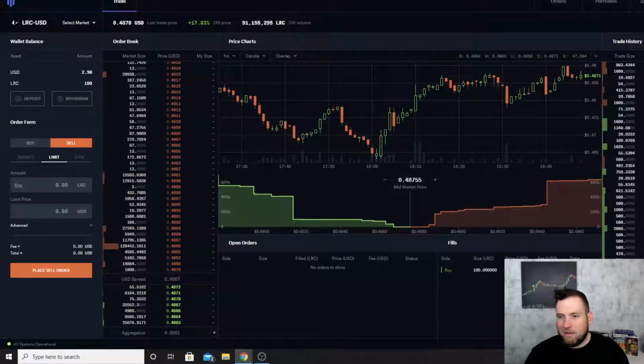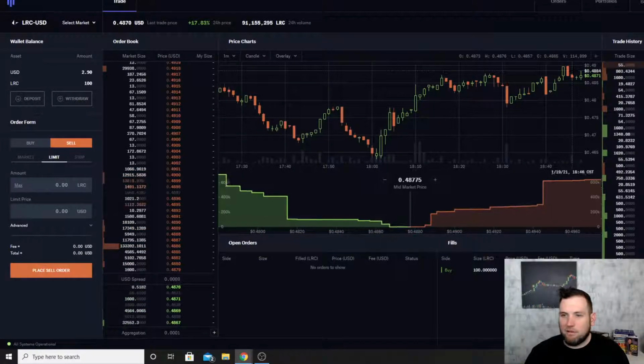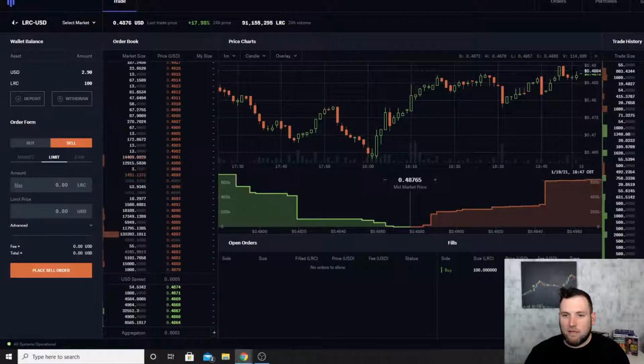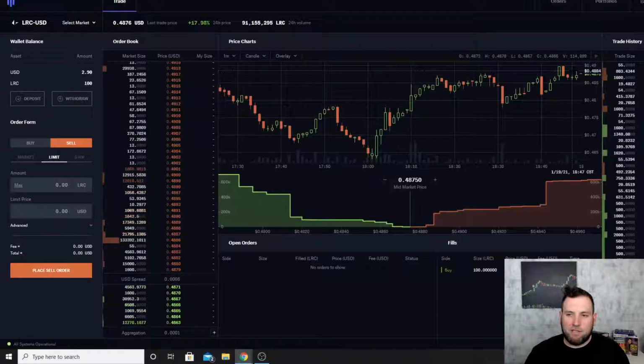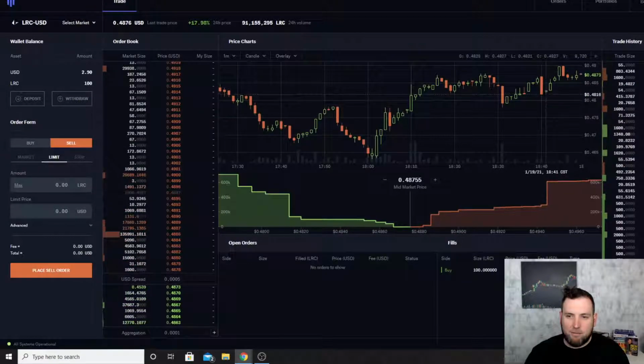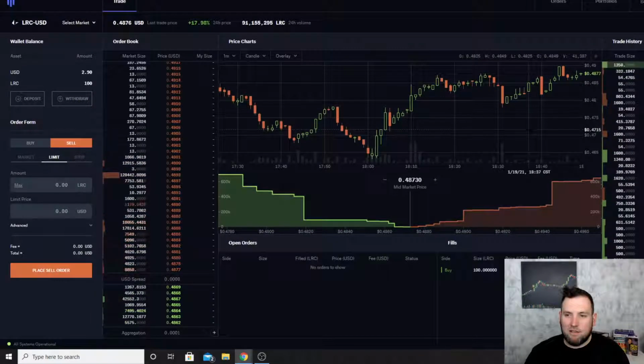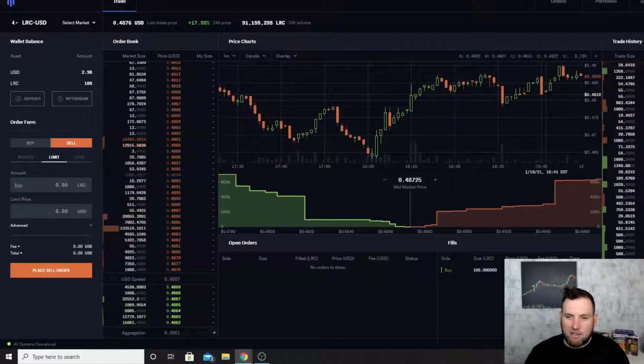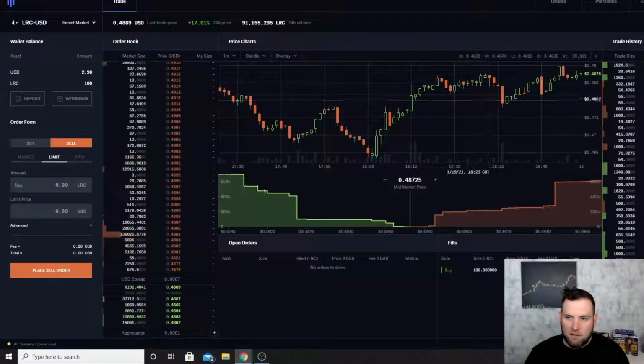30% loss in 12 hours. Why did you hold it that long? Why did you hold it to take a 30% loss? Are you not using stop losses or anything? You've got to protect your capital. 30% is a big loss.